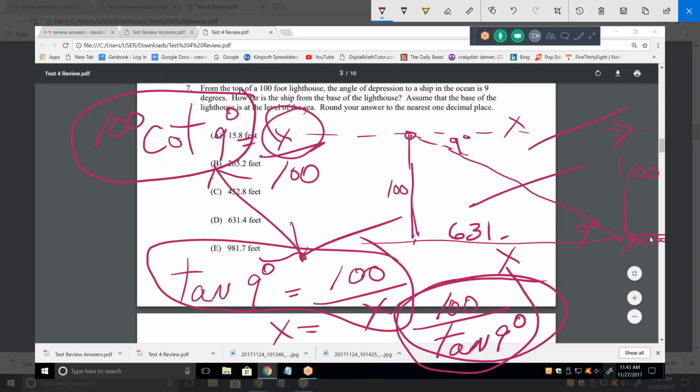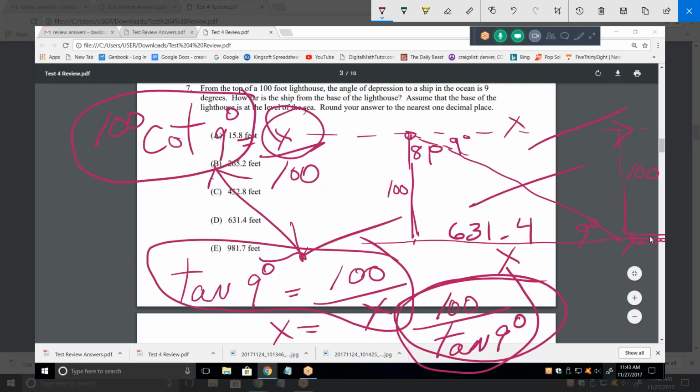631.37. Okay. The beauty of multiple choice is when you come up with an answer that matches it to the decimal point, you're pretty safe you got it right. If I look at that triangle, does that answer make sense? Yeah. I mean, that's an 81-degree angle right there.